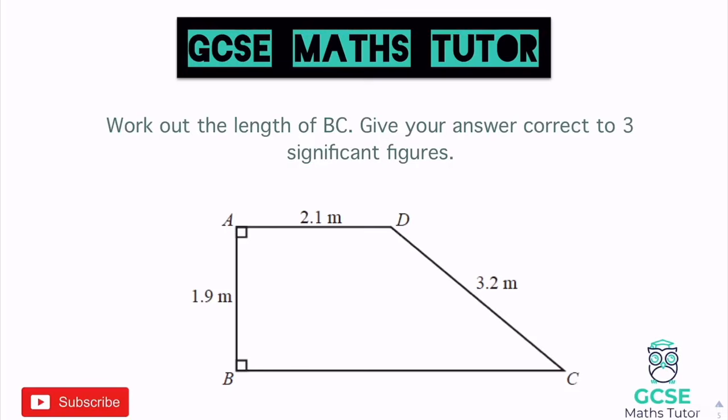Okay, so this question says work out the length of BC. Let's just identify that there. So the length BC is this length across here. And it says give your answer correct to 3 significant figures.